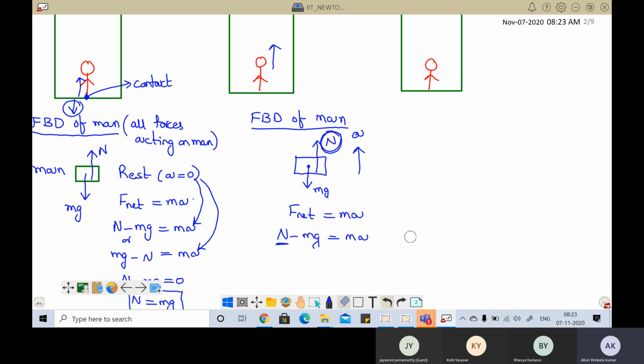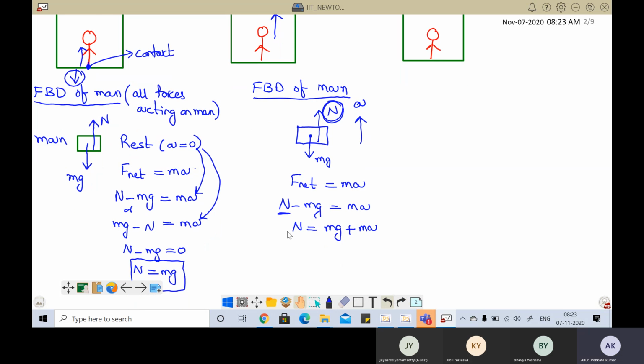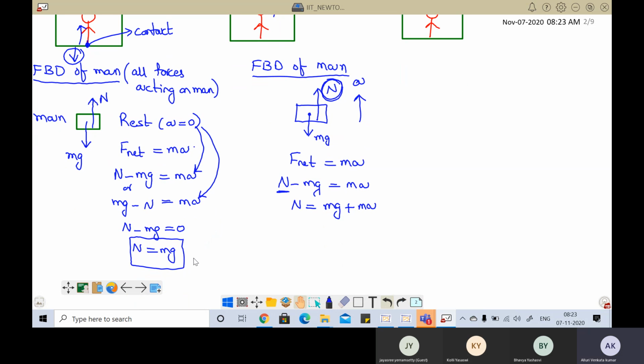So therefore, we'll get the equation as what? N minus mg equal to ma, or N is equal to mg plus ma. Here in the first case we got only mg. And what is the mass of the man? 50 kg. So 50 into 10 is equal to how much? 500 newtons.